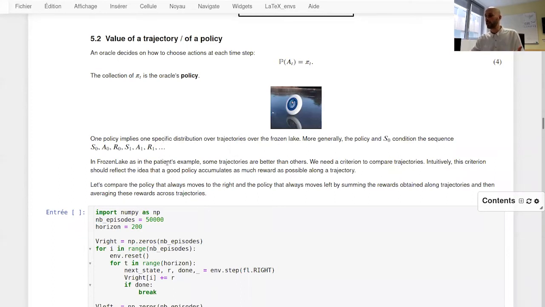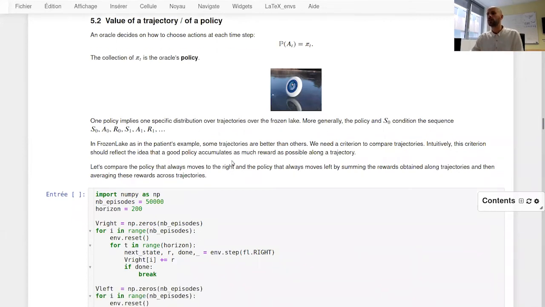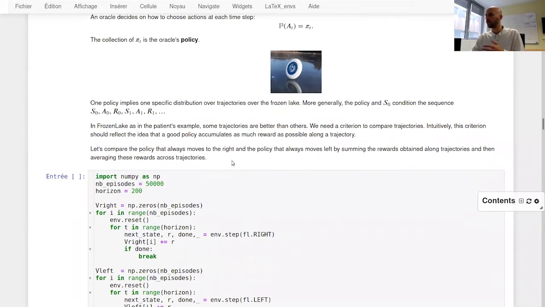In frozen lake, as in the patient's example, some trajectories are obviously better than others. We're happier with some trajectories than others. So we need a criterion to compare trajectories together. Intuitively, this criterion should reflect the idea that a good policy accumulates as much reward as possible along a trajectory. So let's compare the policy that always moves to the right and the policy that always moves to the left by summing the rewards obtained along trajectories and then averaging these rewards across trajectories.